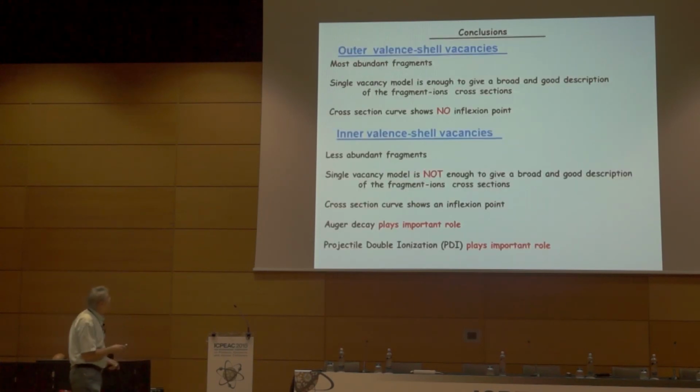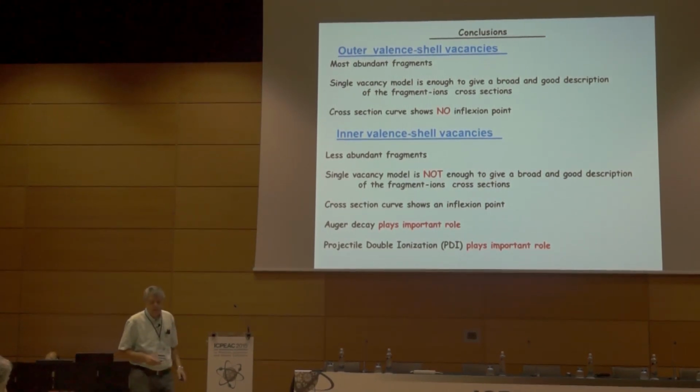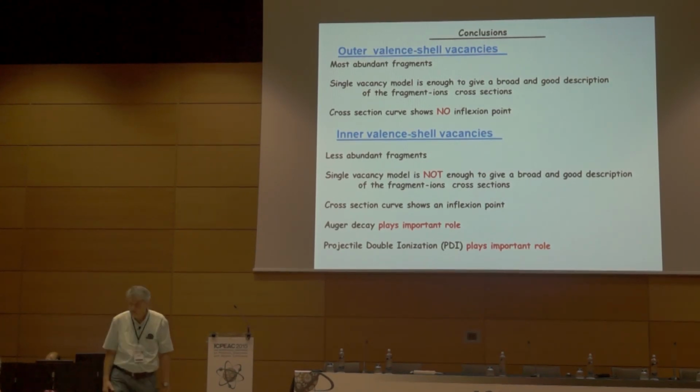So, 40 seconds. That's the conclusion. Outer valence shell vacancy gives the most abundant fragments. The single vacancy model is enough to give a broad and good description of the fragment cross-section, and the cross-section curve shows no inflection point. Inner valence shell vacancies give less abundant fragments. The single vacancy model is not enough to give a broad and good description of fragment ion cross-section, and the cross-section curve shows an inflection point. Auger decay plays an important role, and double ionization plays a very important role also. Thank you very much for your attention.